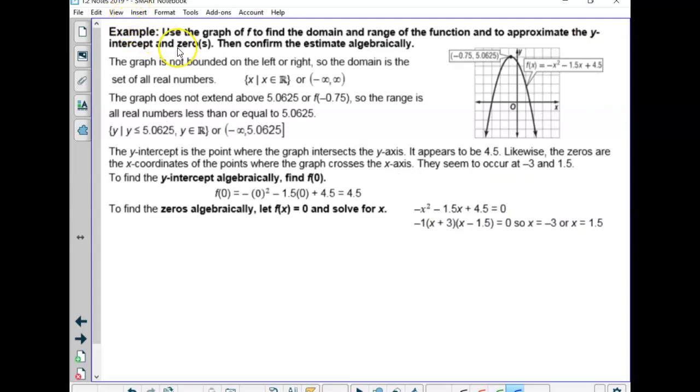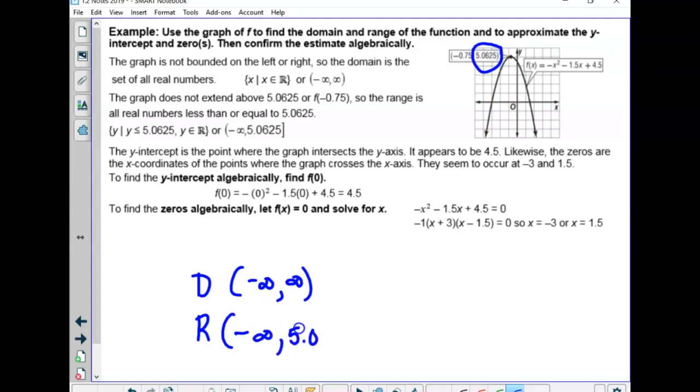So for this example, you have this on your sheet, but it says use the graph to find the domain and range and approximate the y-intercept and the zeros. So domain and range, domain because it's going wider and wider would be, yep, it's the way we write it, okay? And the range, yes. This point is labeled, and it's bottom to top, and it's y values. So, yep, 5 point, is it 0625? I can't see that. Okay.